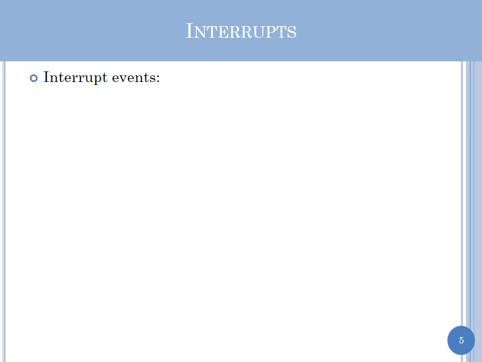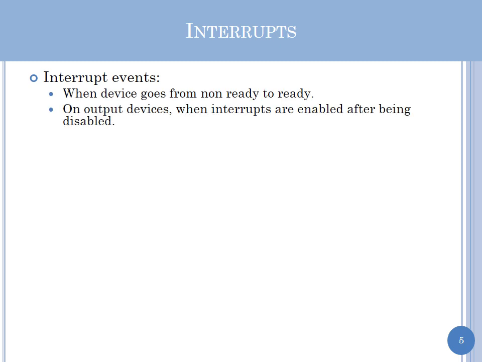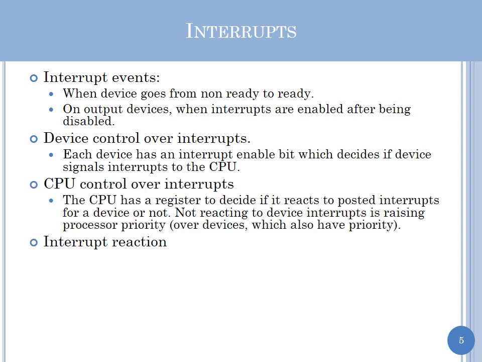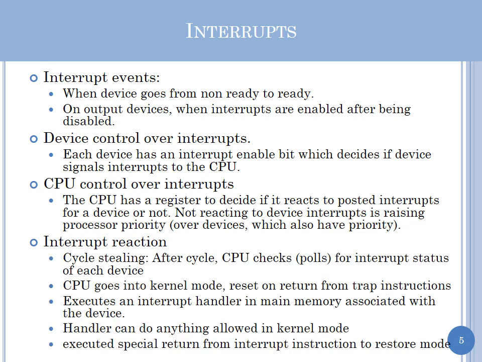So maybe nowadays there's an instruction for turning off interrupts. It used to be that if interrupts were disabled and you enabled them, an output device automatically posted an interrupt. Because you will disable interrupts after all the characters have been output, and then you would enable them. Okay? Device control over interrupts: each device has an interrupt enabled bit. We saw that. CPU control: the CPU has a register to decide if it reacts to posted interrupts or not. And we said it's raising the processor priority.